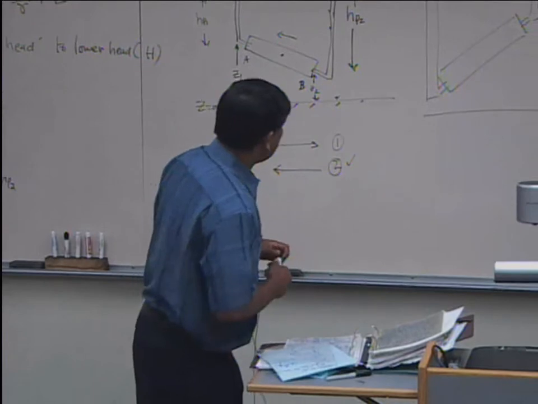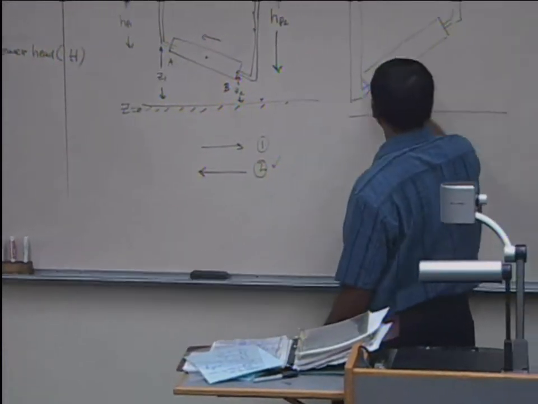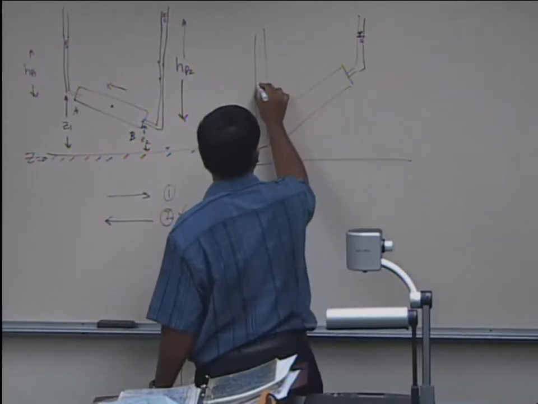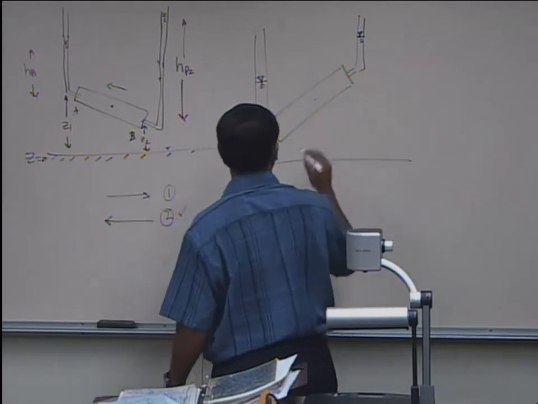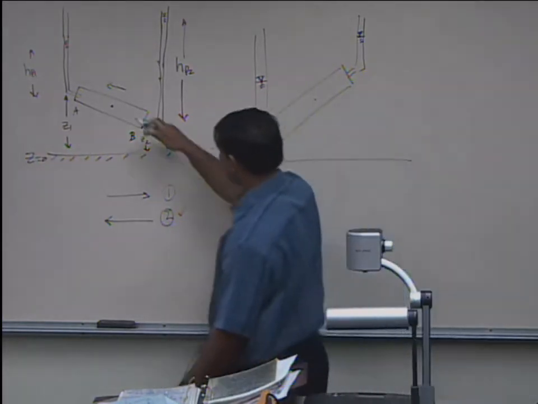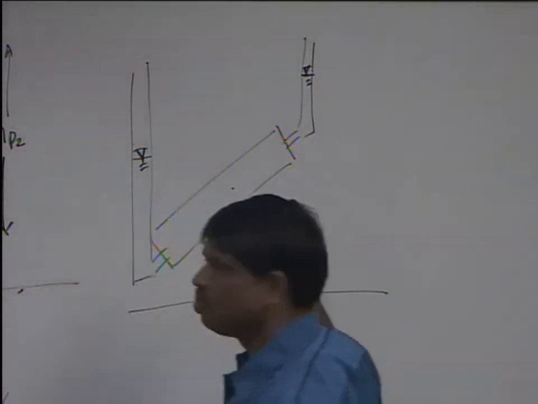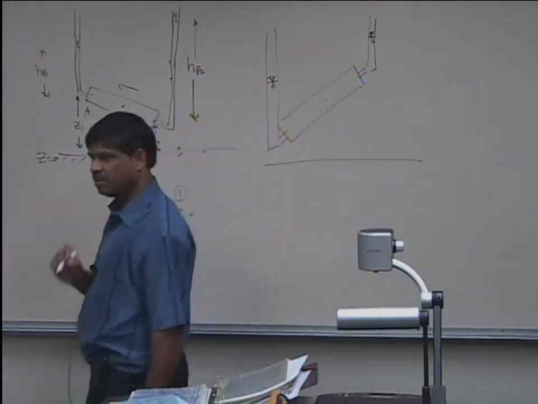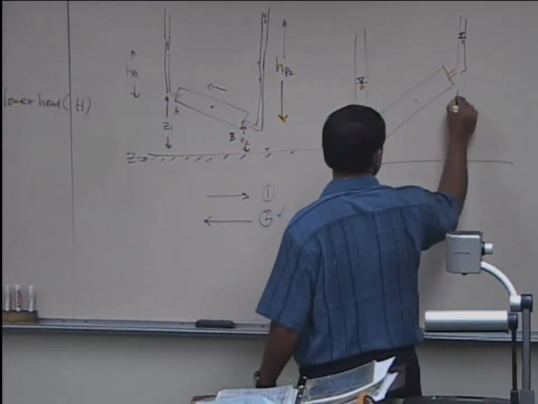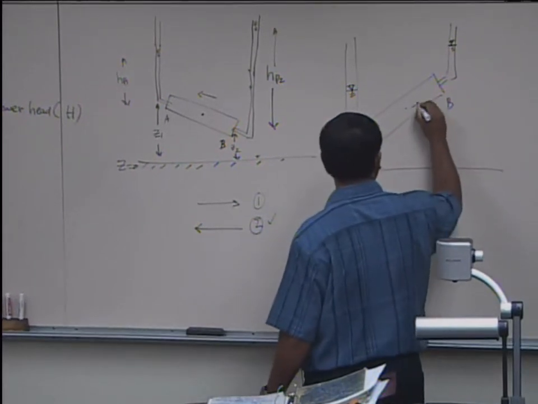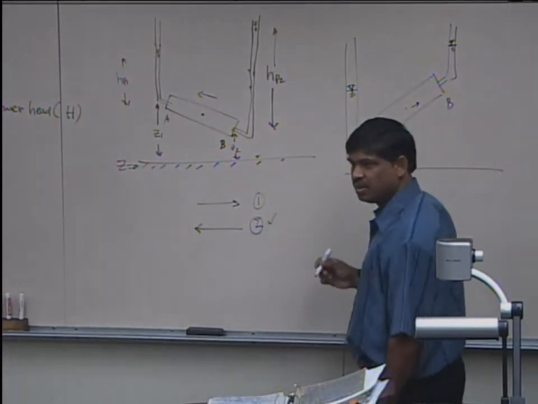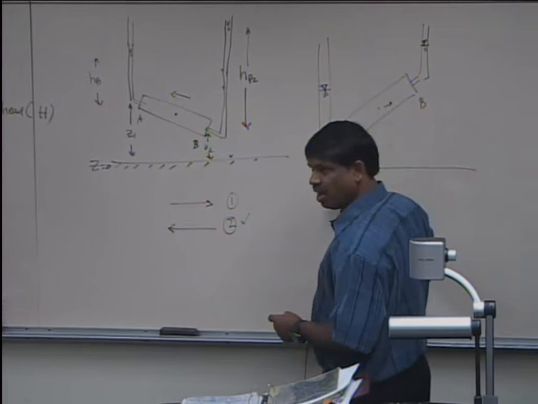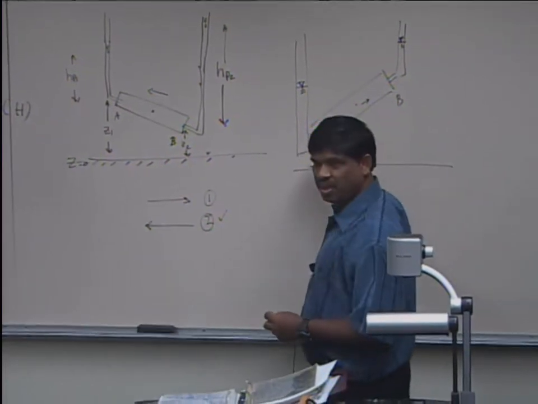So the column can be tilted this way again, let's say. Now if I release it, which direction will it go? In this case, remember it went against the slope. Want to guess? This is A, B. Will it go this way or this way? B to A? Anybody? A to B?